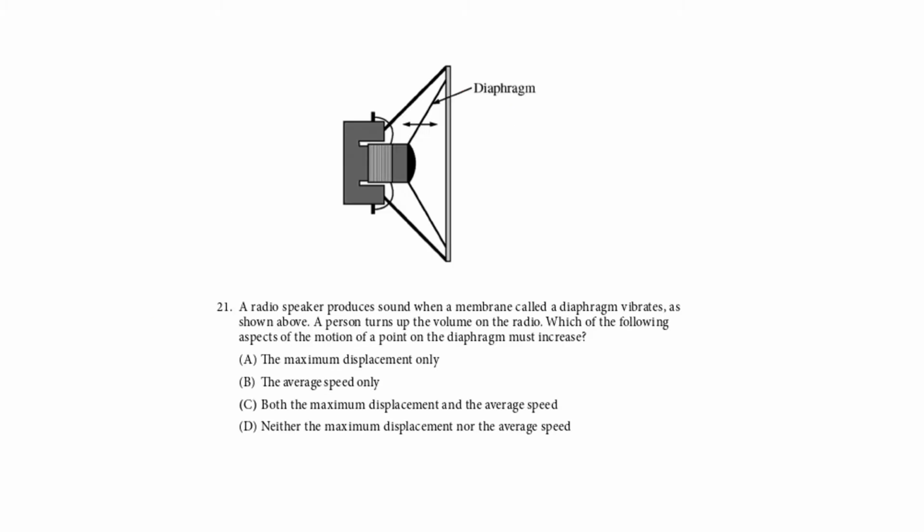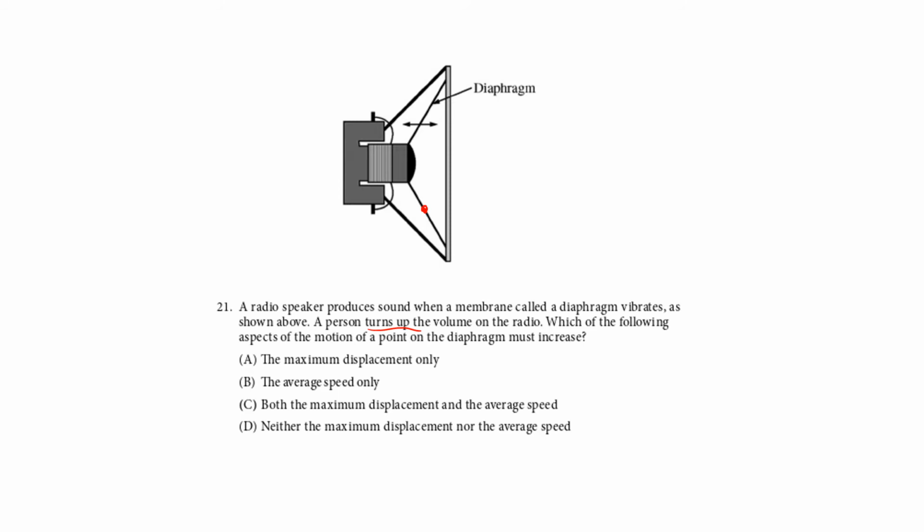All right, a radio speaker produces a sound when a membrane called a diaphragm vibrates, as shown above. Person turns up the volume. Turn it up. Which of the following aspects of motion of a point on the diaphragm must increase? So what's going to happen if you're standing there? Is your displacement going to go up, your speed going to go up, both or neither?